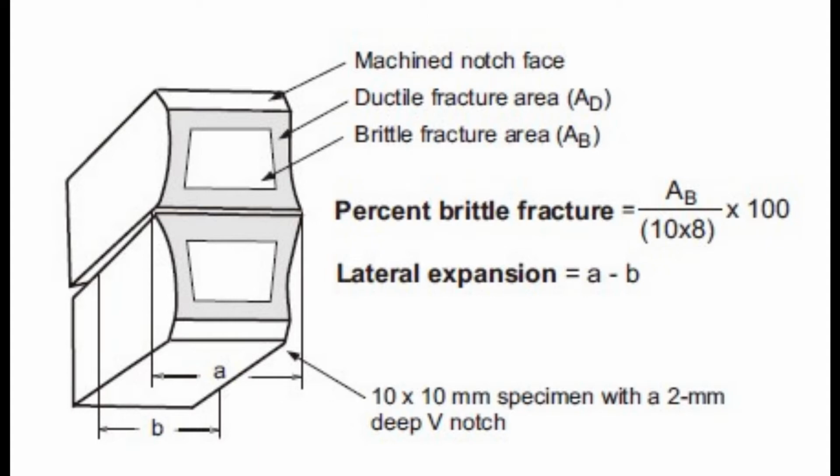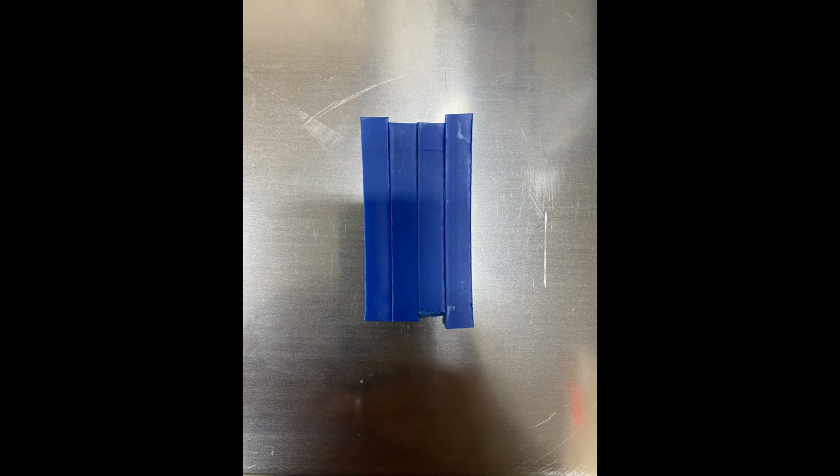Body-centered cubic, BCC, metals, particularly steels, often exhibit a decrease in impact energy as the temperature is lowered. The temperature at which a sharp decrease in impact energy occurs is called the ductile-brittle transition temperature, DBTT, as shown in the figure. We are going to use the following equipment to carry out this experiment.